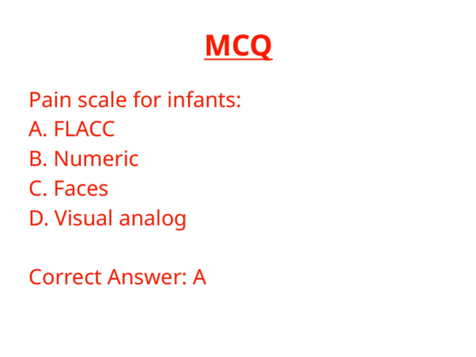In contrast, the numeric scale relies on the child's ability to understand and use numbers, which isn't possible with very young infants. The faces scale, although helpful for older children, uses facial expressions to gauge pain, and the visual analog scale involves marking a point along a line, which again isn't suitable for infants. So, when we're working with infants, the FLACC scale is our best tool because it allows us to observe and score their pain based on observable behaviors. This aligns with the overall goal of accurate pain assessment in nonverbal populations, ensuring we provide appropriate care.